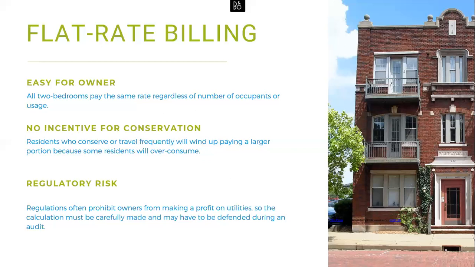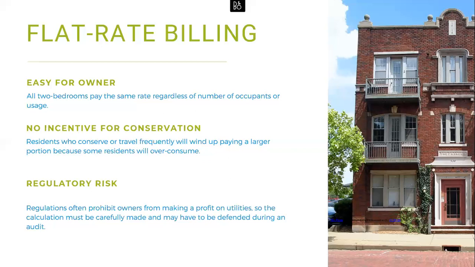I think the biggest point to underscore is that there's a regulatory risk for the owner. Regulations are pretty intense, and you have to be sure that you're not profiting from your utility billing program, even if it's a flat rate billing program. So you have to be sure that your calculation is carefully made and that you can defend it if it ever goes to court.